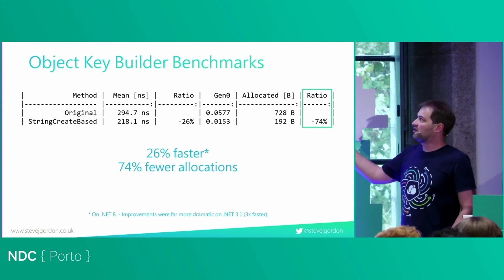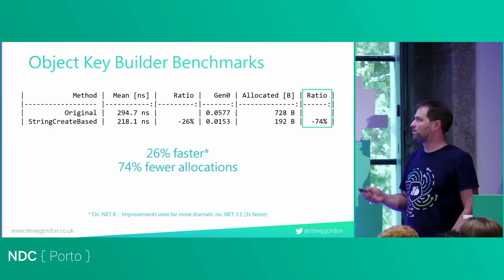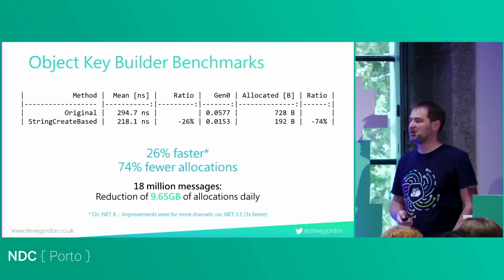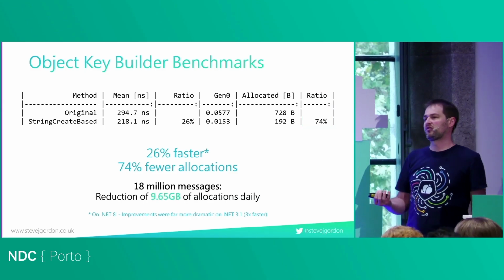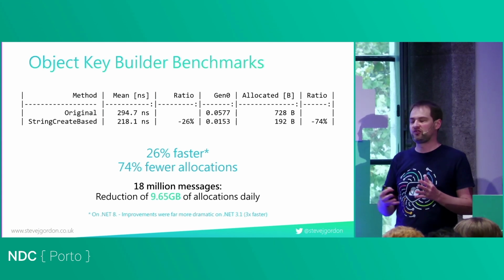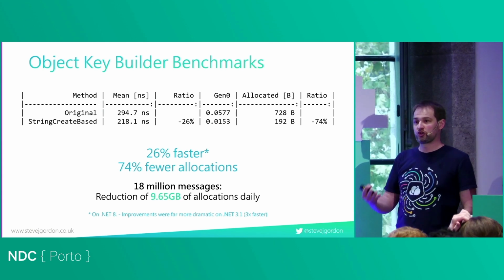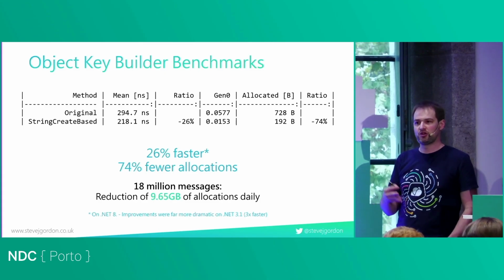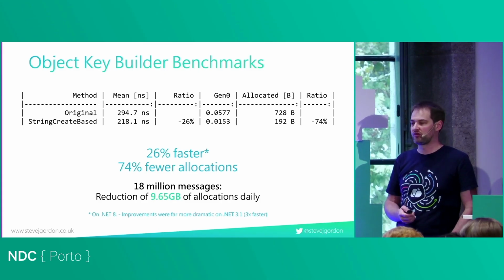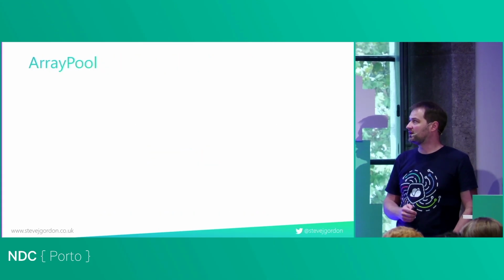Now, on its own, this might not seem worthwhile. It's a few hundred bytes, right? But this service was doing 18 million messages a day. So this one subtle change to the code base in how we manage this object key creation saved us 10 gig of daily allocations. And that contributes to a number of GCs that we're no longer having to do in that application as a result. So we got quite a nice gain there.